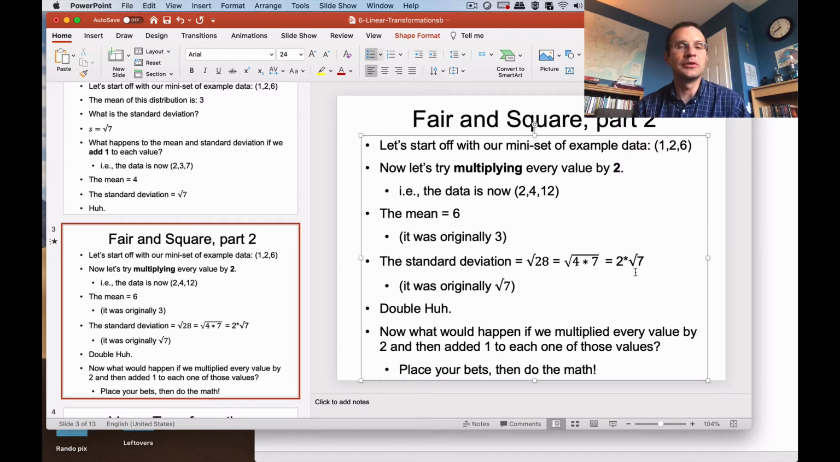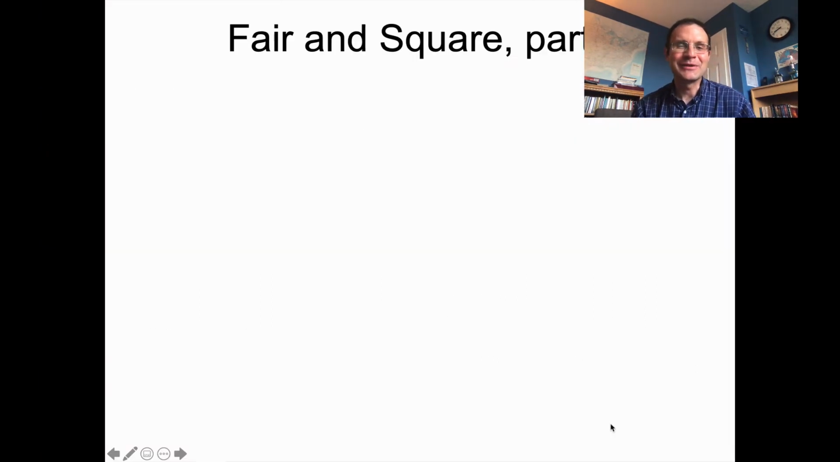We also doubled the mean value when we multiplied every value by 2. So adding will affect the mean but not the standard deviation. Multiplying will affect both of them. So now what do you think will happen if we multiply every value by 2 and then add 1 to each of those values? You can maybe make a guess. I will show you what happens on the next slide.